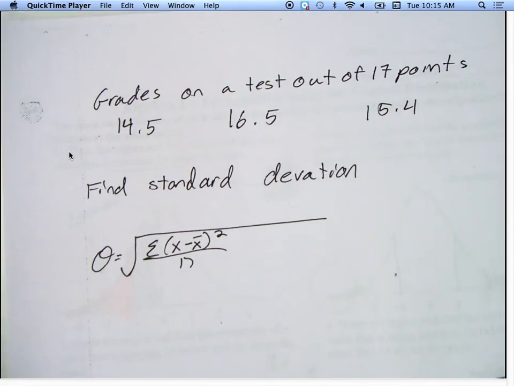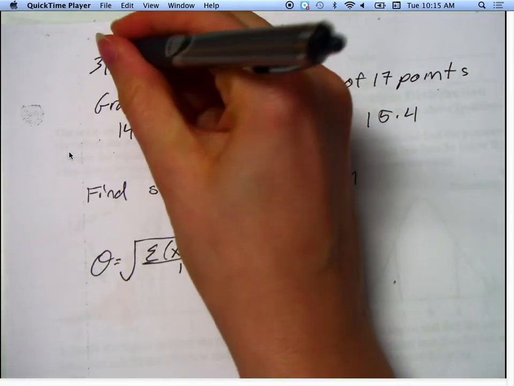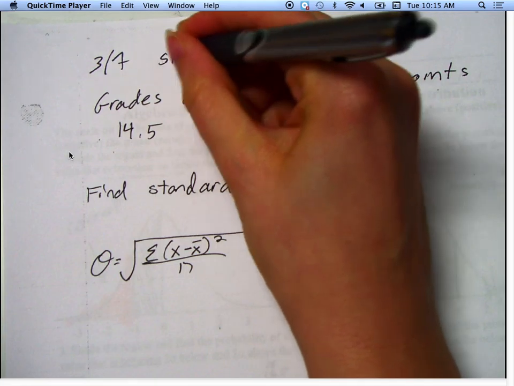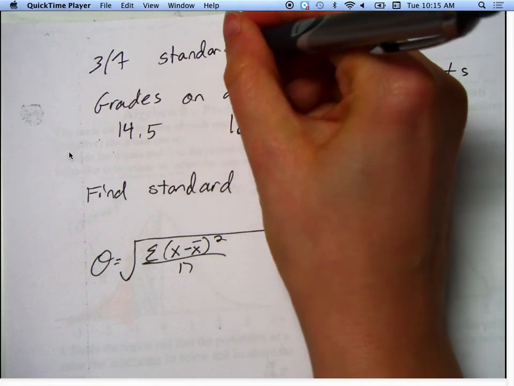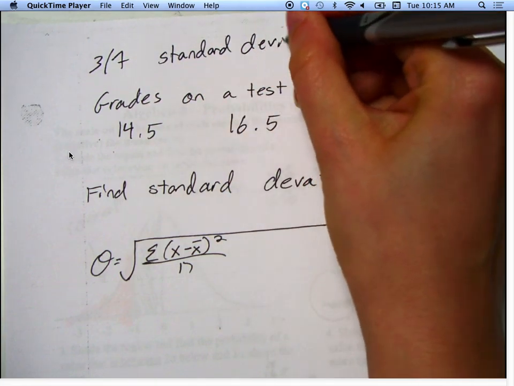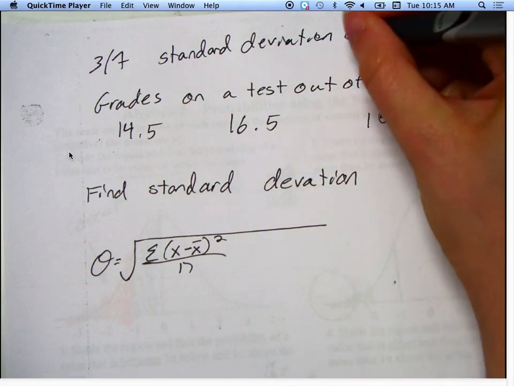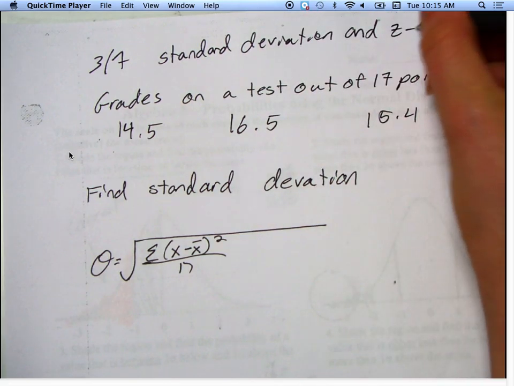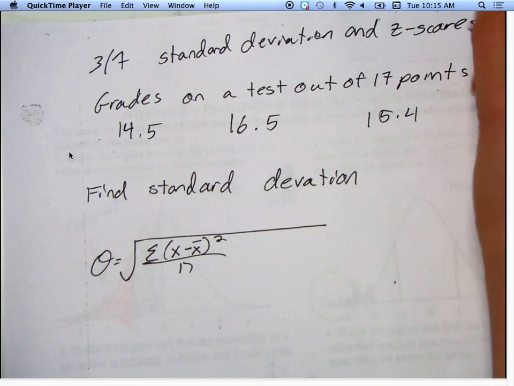Today's date is the 7th. You can label this standard deviation and z-scores. Okay, we've done all of this before.